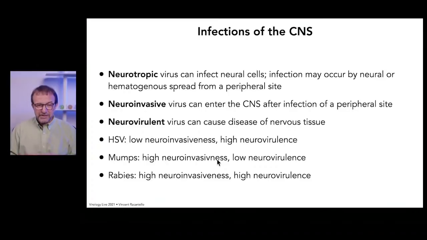I got mumps as a kid because it was before the vaccine. I was a kid before the vaccine. And it turns out that in most kids, the virus got in their brains, but didn't do anything, didn't cause any damage. So high neuroinvasiveness, low neurovirulence.